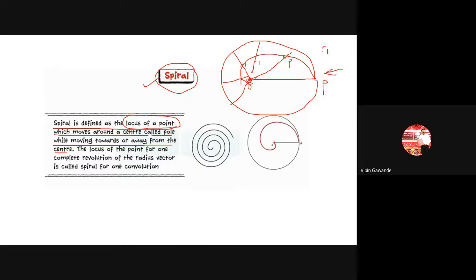That is the first type of problem. The second type of problem is where P is moving from the center to the end. So we will see the first case, where the point P is moving toward the center, and we will construct the spiral. So we will take this problem.